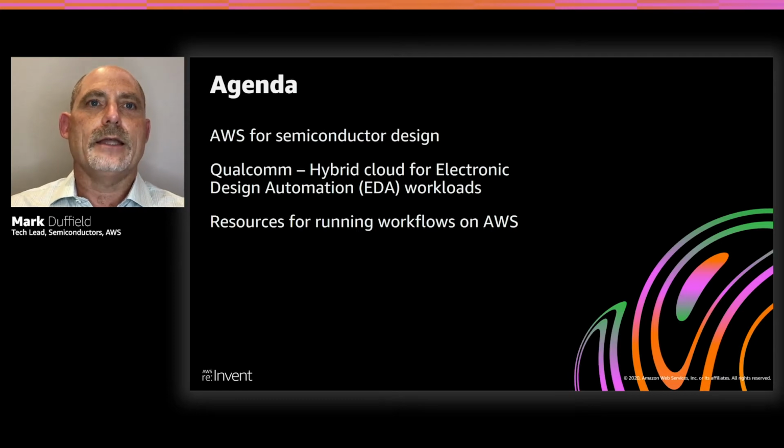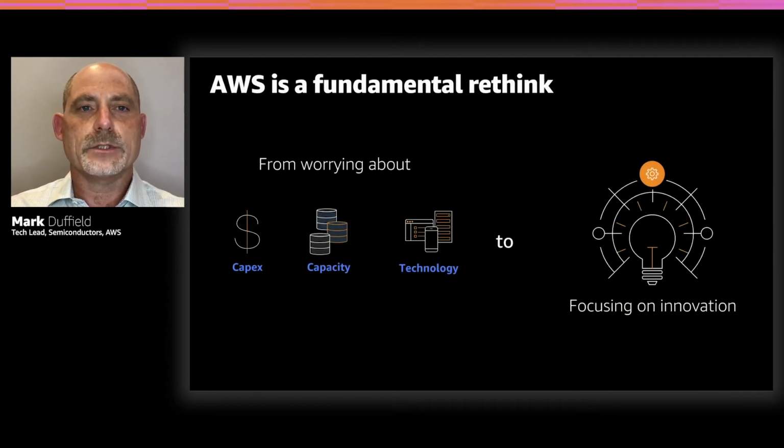All right, so with that said, we like to talk to customers about a fundamental rethink when they're thinking about transitioning over to AWS and pulling their workloads in from their on-prem data centers. So stop worrying about the capital expense, stop worrying about the capacity and technology options, but rather let's focus on innovation. Let's think about how you can have your engineers and designers thinking about the next big chip rather than worrying about the infrastructure details, and when the next funding or the next big technology is going to land. We want to help you offload that so you can be thinking about innovation rather than infrastructure issues.